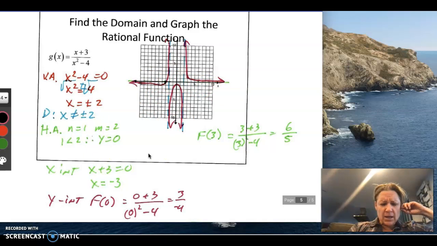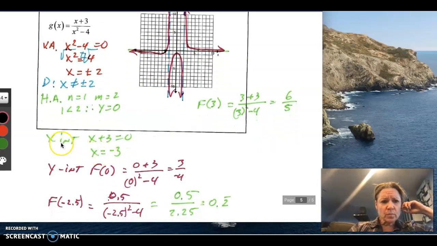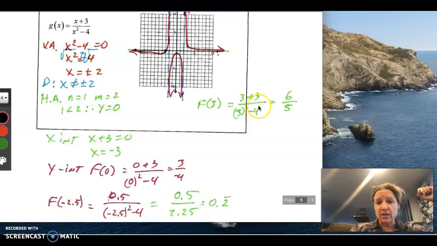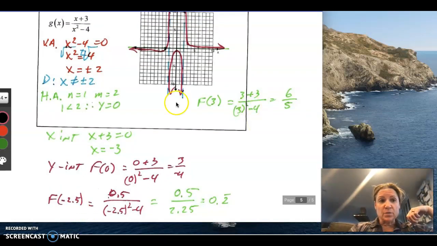Okay, and let's see. If we want to get an x-intercept, we take the numerator and set it equal to 0 and solve for x. So we're going to have an intercept at negative 3. 1, 2, 3. So there's 1 right there. Okay, good. And then y-intercept, plug in 0 and solve. So 0 plus 3 is 3. 0 squared is 0. 0 minus 4 is negative 4. So negative 3/4. So about right there. That's that point there. And then if you want to find out some points, plug them in and you'll get some values, or you can go to Desmos and graph it.